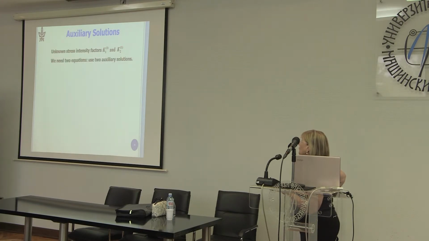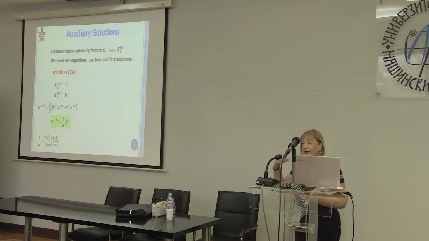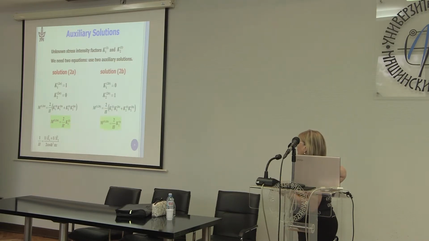And then we need 2 equations, and we use 2 auxiliary solutions. Solution 2A has K1 of 2A equal to 1 and K2 of 2A equal to 0, so that if we take this expression, we now find that M1,2A is just equal to K1. We have separated out K1. So we do the numerical integral, and we find K1. And we do solution 2B, we do the trick the other way, and we have K2 separate.